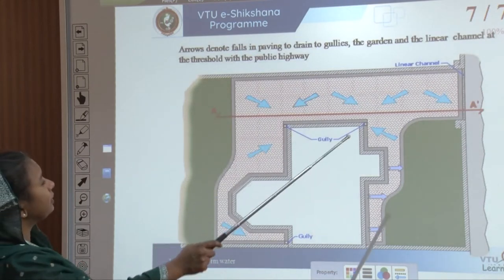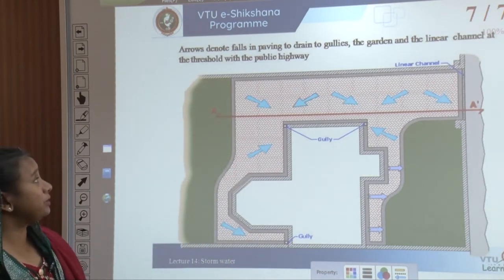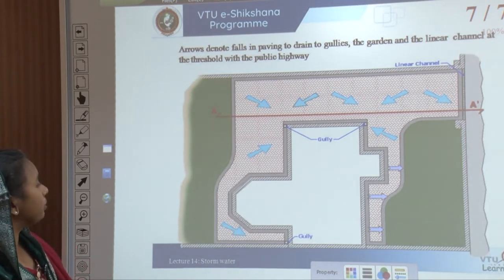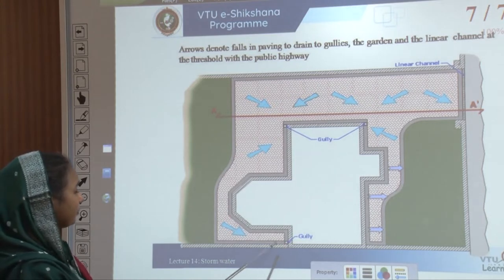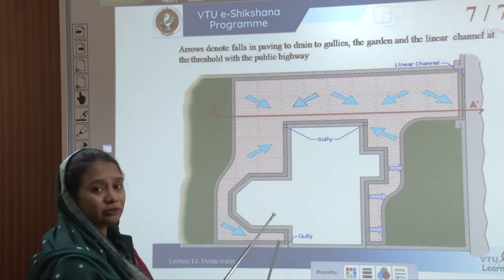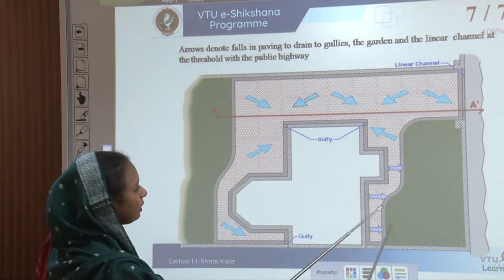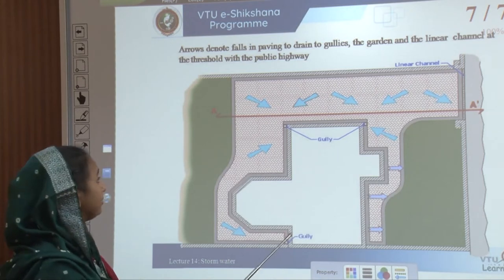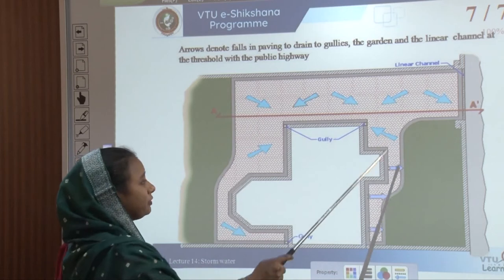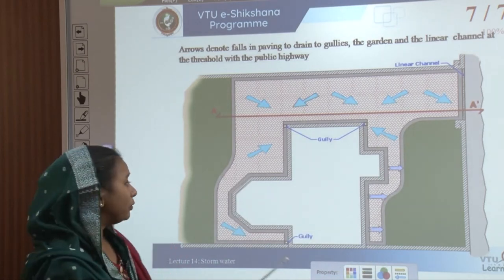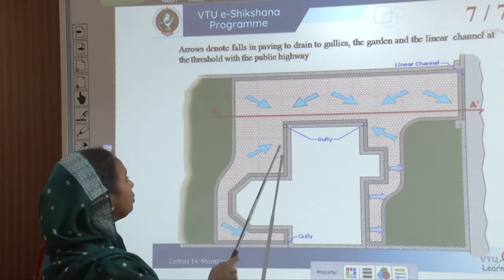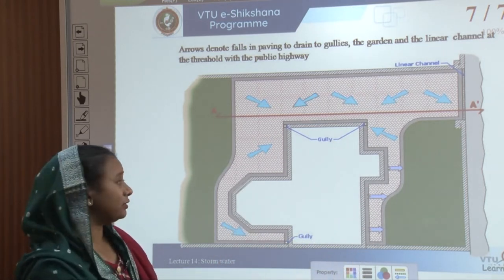The arrows that you see here denote the falls in the pavement to drain to the gullies, the garden, and the linear channels at the threshold with the public highway. So these are the gullies, and this is the drain fall. All these gullies collect the water from the roof and transfer it into the linear channels. Along with the linear channels, we also have other surface let-offs, which join along with your traps to the main system or the lateral sewers.